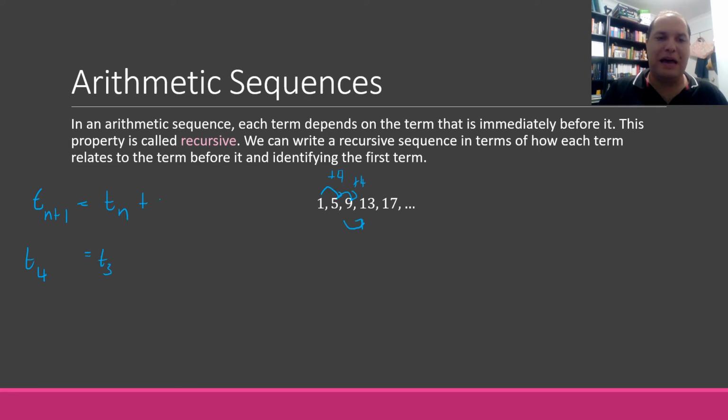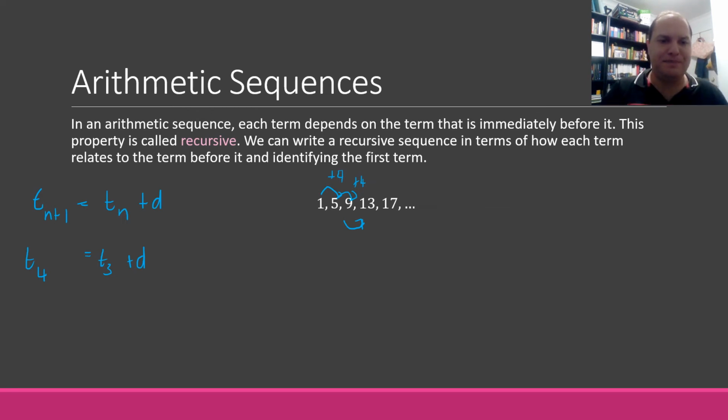Well, we just add on our common difference, whatever it might be. So to get from T3 to T4, we just add on our common difference, whatever it is, that will get us from our one term, our n term, to our next one, our n plus 1 term.